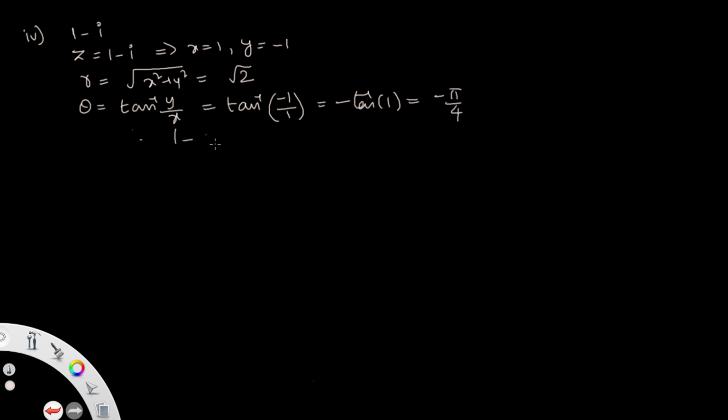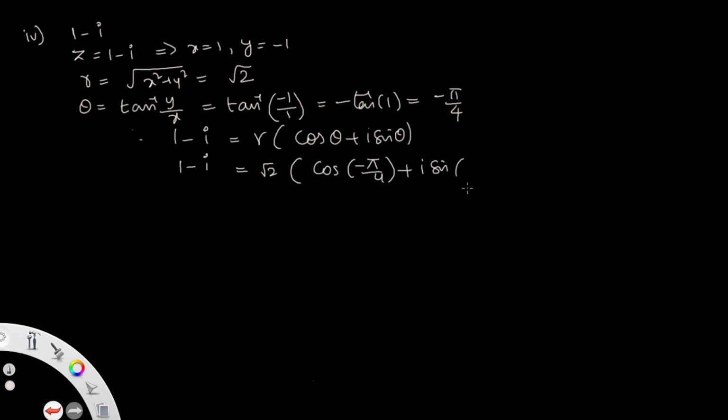Therefore 1 minus i can be written as r into cos theta plus i sin theta. Therefore 1 minus i equals root 2 into cos of minus pi by 4 plus i sin of minus pi by 4. In the simplified form that is root 2 into cis of minus pi by 4.